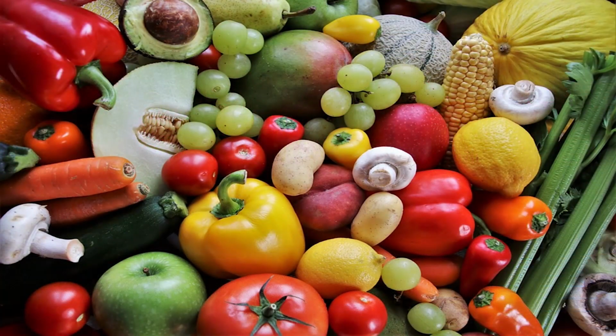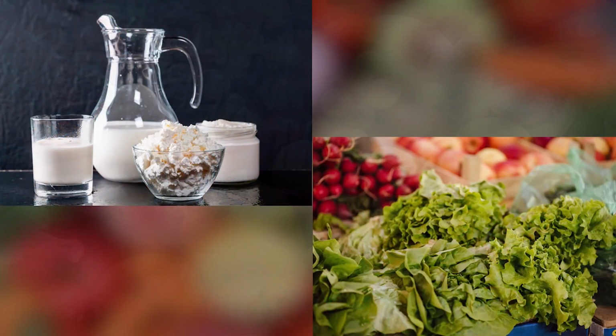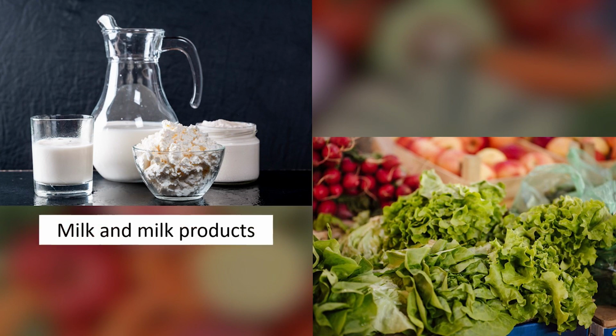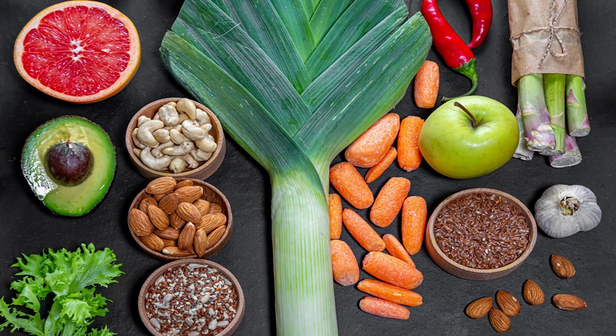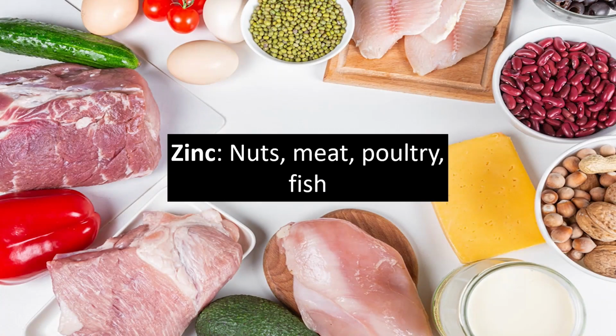And each of these have specific food sources. Like calcium is easily available from milk and milk products, green leafy vegetables. Likewise, iron can also be obtained from green leafy vegetables. From animal sources, the flesh foods, meat and meat products are good sources. Pulses can provide us iron too. Zinc is present in nuts, meat, poultry. In fact, if your protein requirements are met, the requirement for zinc can be automatically met. Therefore, these nutrients are important.